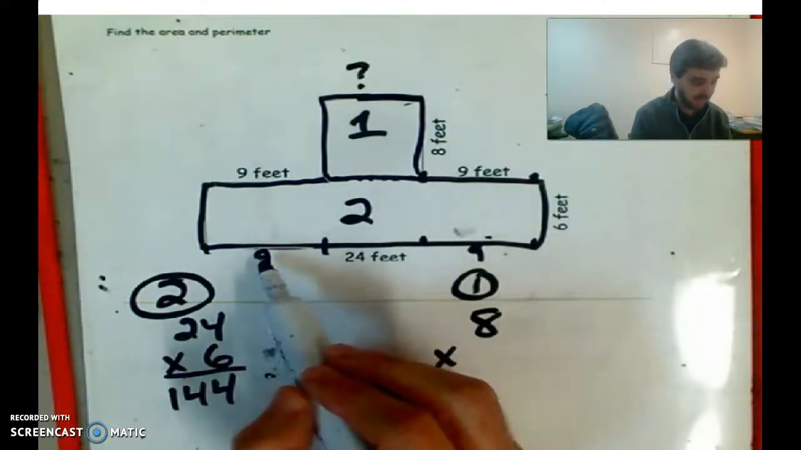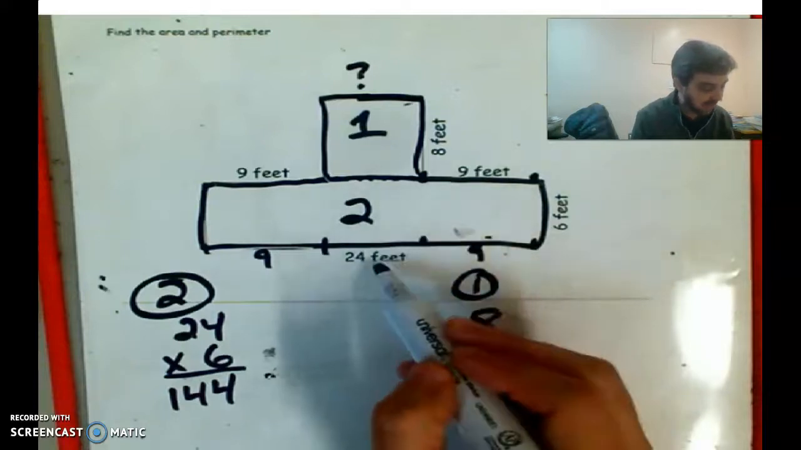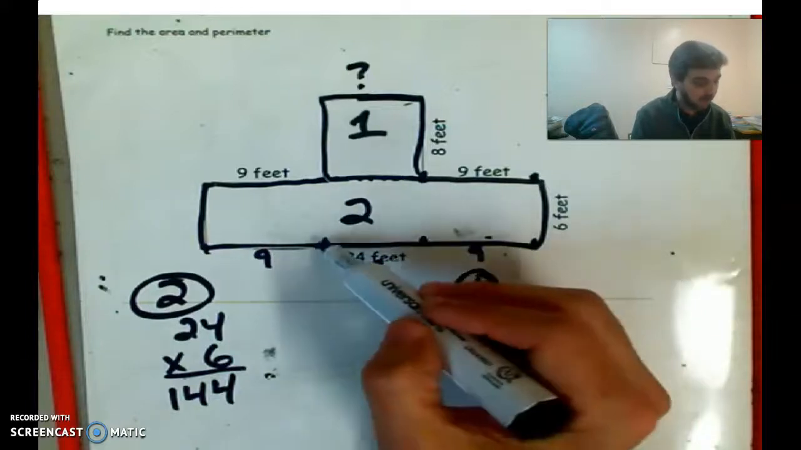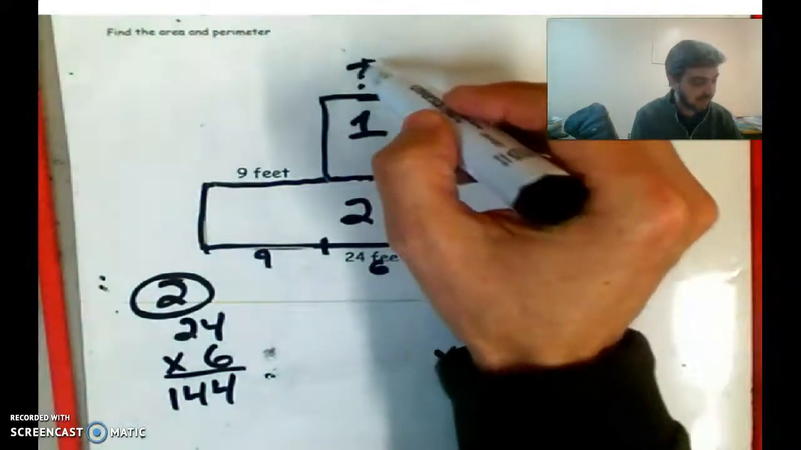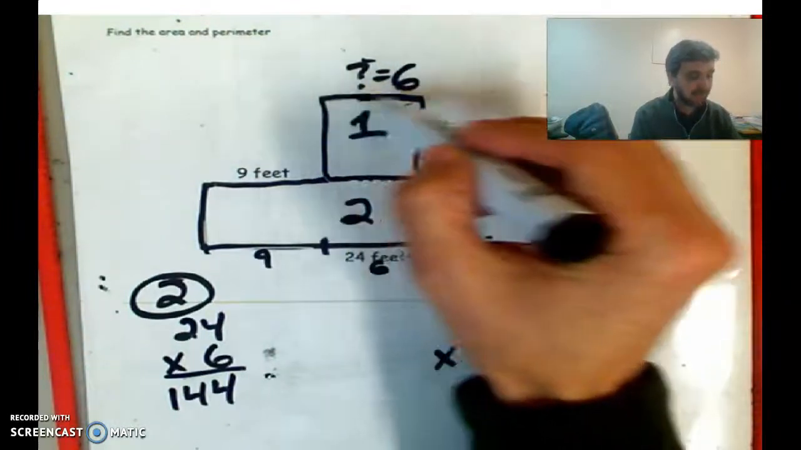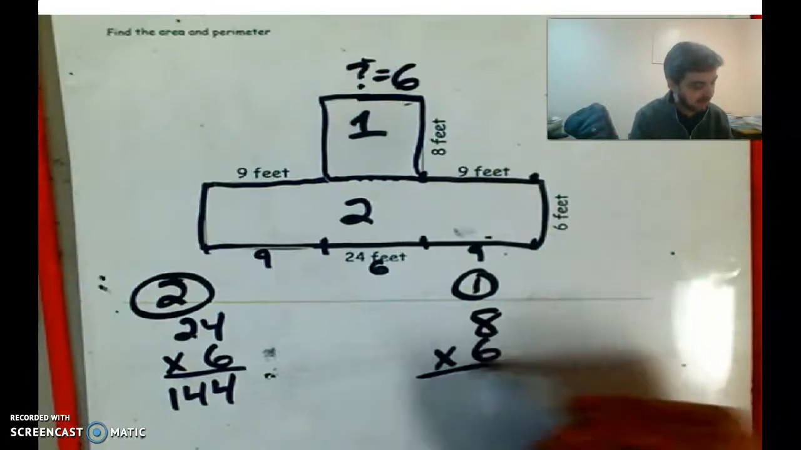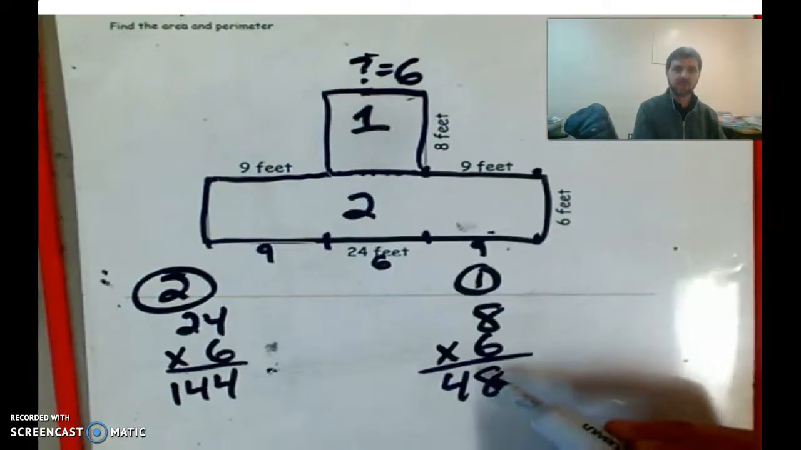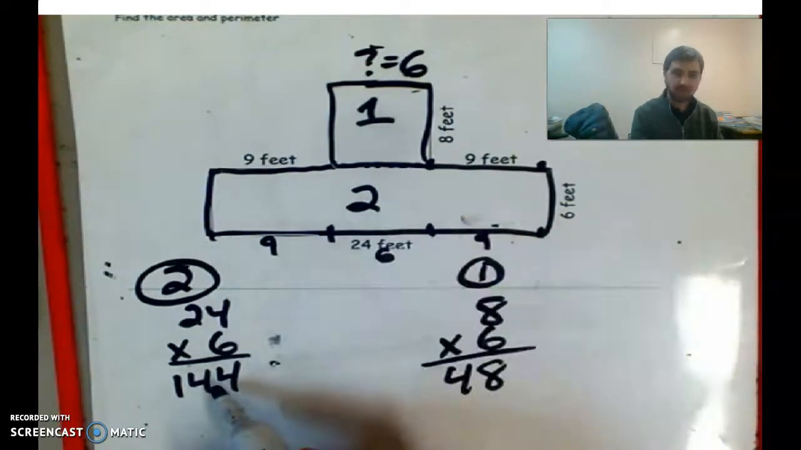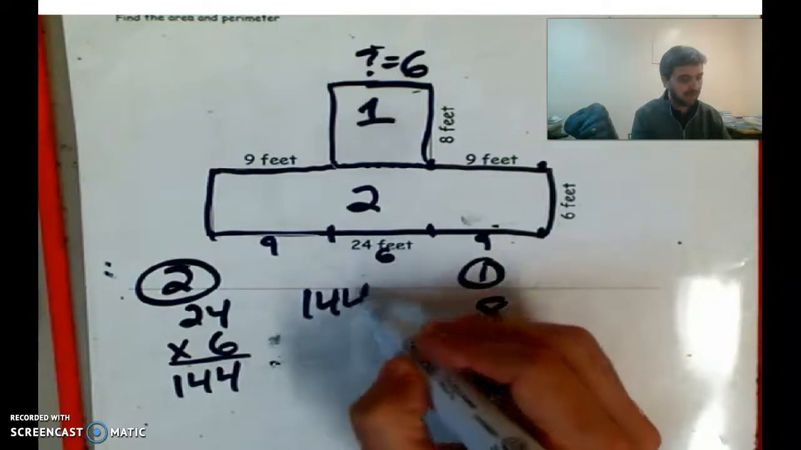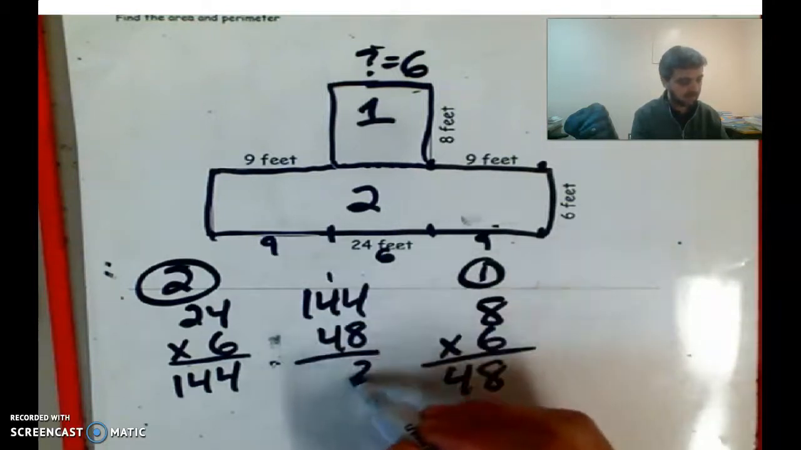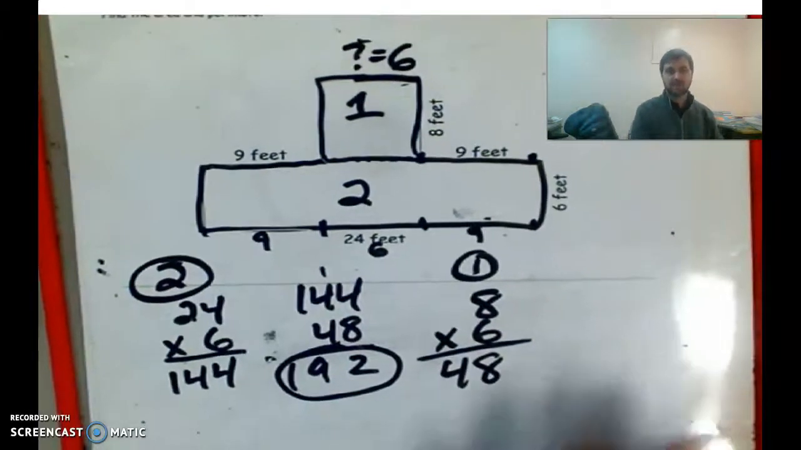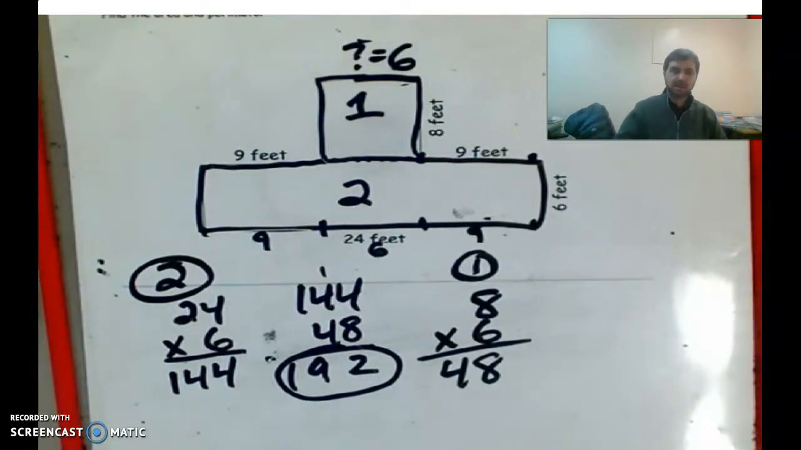Right? We've got 9 and 9 is 18. So this would have to be 6 here to make it 24. 9 and 9 is 18, plus 6 is 24. So if this is 6, that means this is 6 up here. Okay, so the length is 6. So 8 times 6, we know that's 48. Okay, so the area of rectangle 1 is 48 square inches, or feet. The area of rectangle 2 is 144. If we add those up, we get 192 square inches. Okay? Kind of crazy, right?